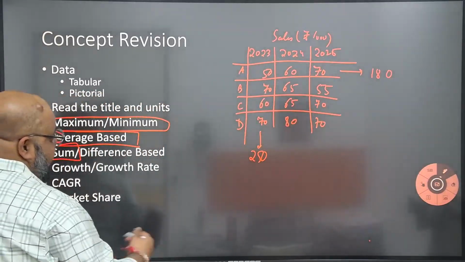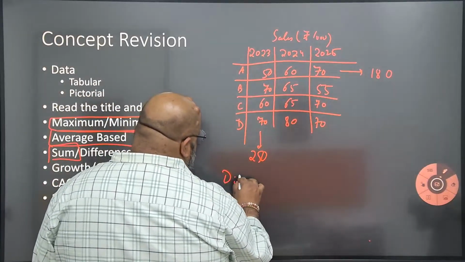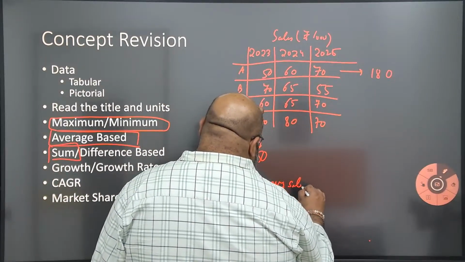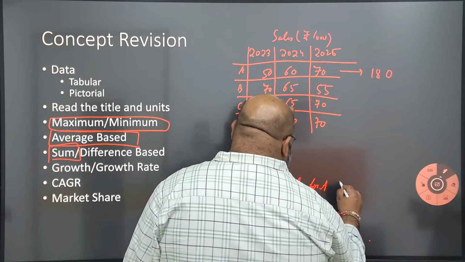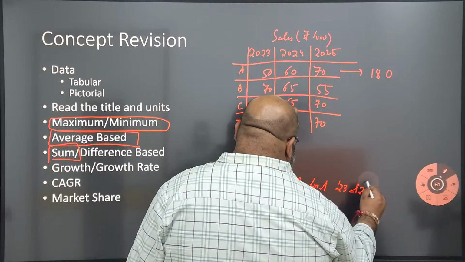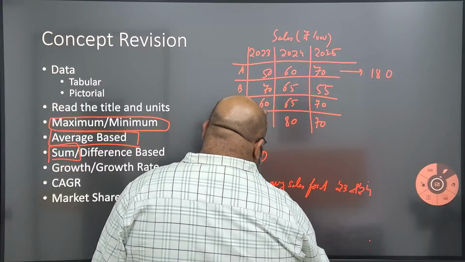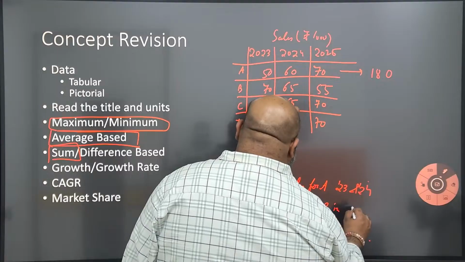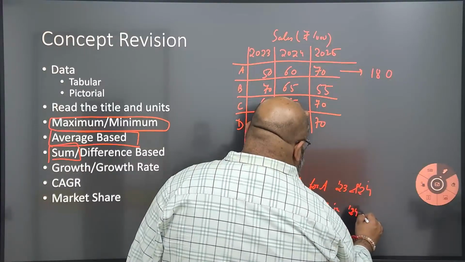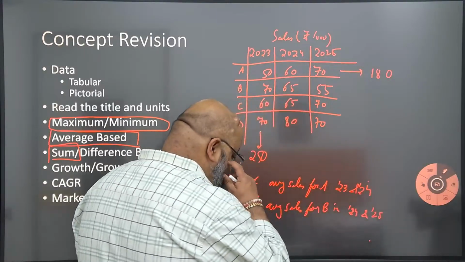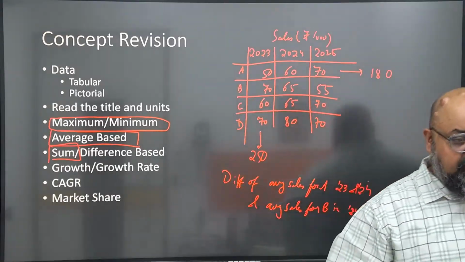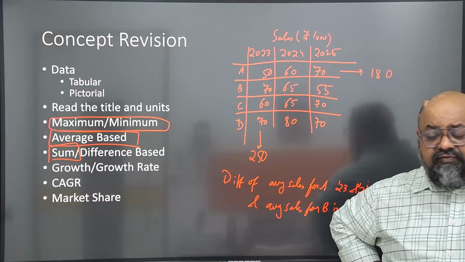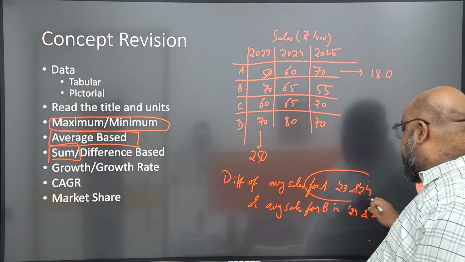Similarly, I could have a difference based question where I say what is the difference of average sales for A in 23 and 24 and average sales for B in 24 and 25. So we have to find a difference between 2 values. What are these 2 values? These 2 values are averages. And average of what? Average of sales of A in 23 and 24.